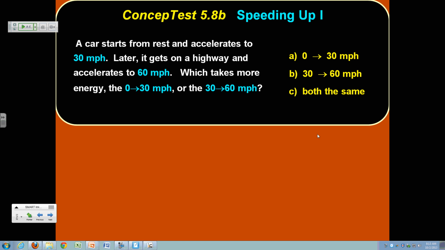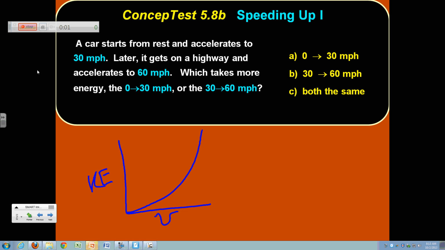Let's try it again. I'm going to plot, though. I did this before. If I plot the kinetic energy versus the speed, remember kinetic energy is proportional to v squared, it looks like this. It's a parabola. And so, which requires more energy? Going from 0 to 30 or 30 to 60? Which of those requires more energy?